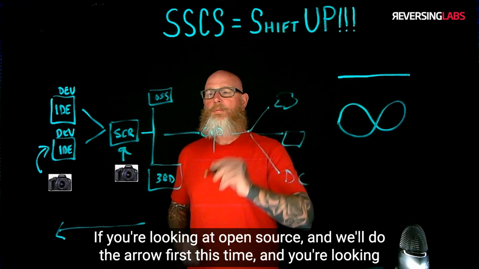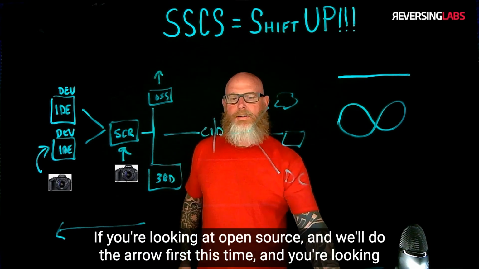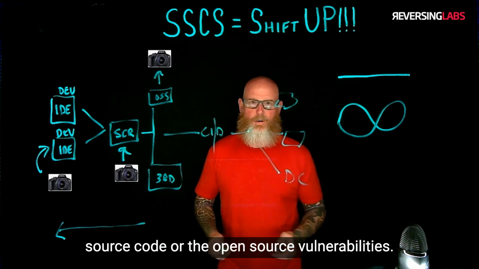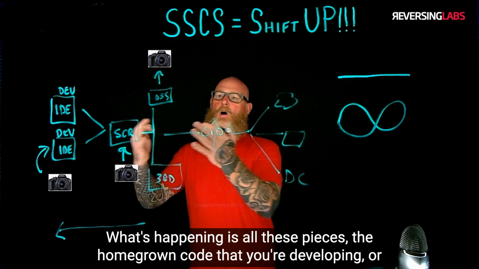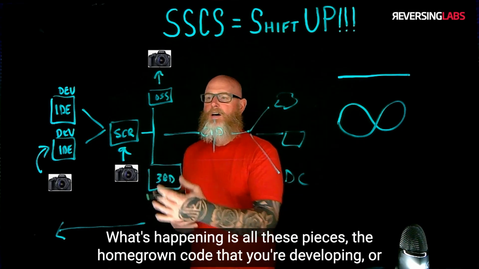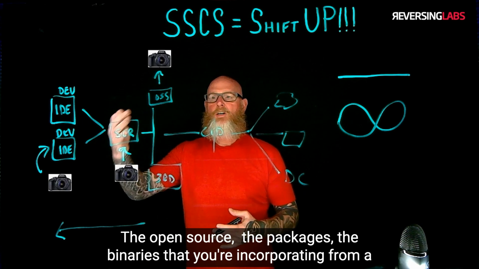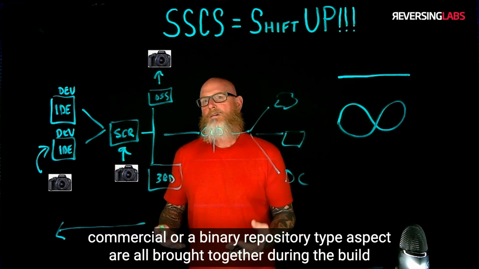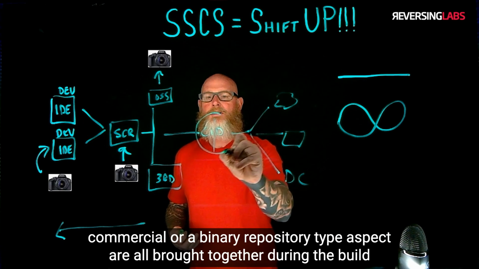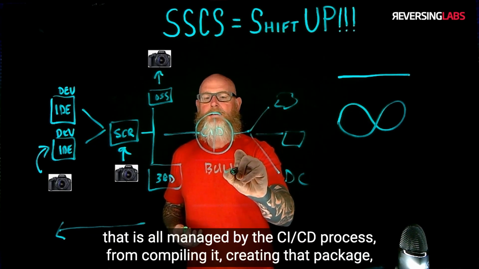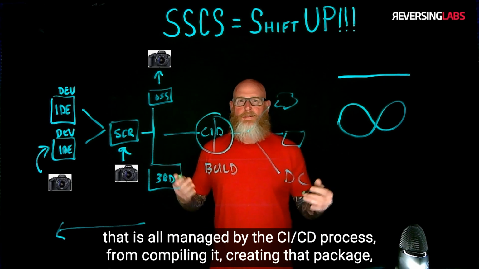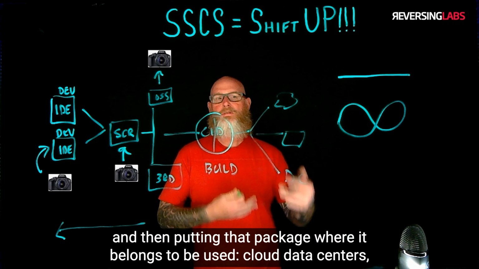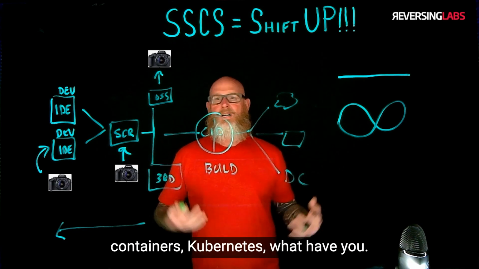If you're looking at open source, and we'll do the arrow first this time, and you're looking at there, you take your camera, you're only going to snapshot or take a picture of the open source code or the open source vulnerabilities. What's happening is all these pieces, the homegrown code that you're developing or farming out to third parties for development, the open source, the packages, the binaries that you're incorporating from a commercial or a binary repository type aspect, are all brought together during the build that is all managed by the CI/CD process, from compiling it, creating that package, and then putting that package where it belongs to be used. Cloud, data centers, containers, Kubernetes, what have you.